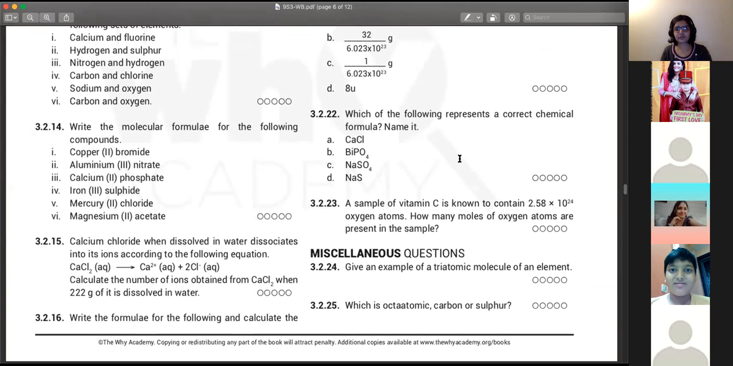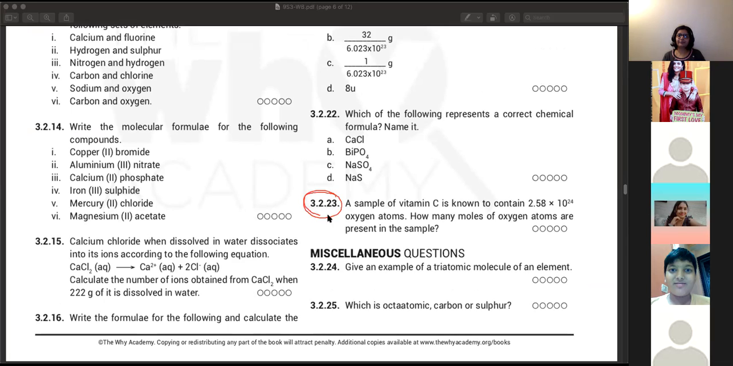Oh, this is a good one. Okay, quickly do number 3.2.23 and tell me what the answer is. So what is the time now? It is 4:05 p.m., right? Send your answers by 4:08. So in 3 minutes you should be able to do it. It's a simple direct calculation.